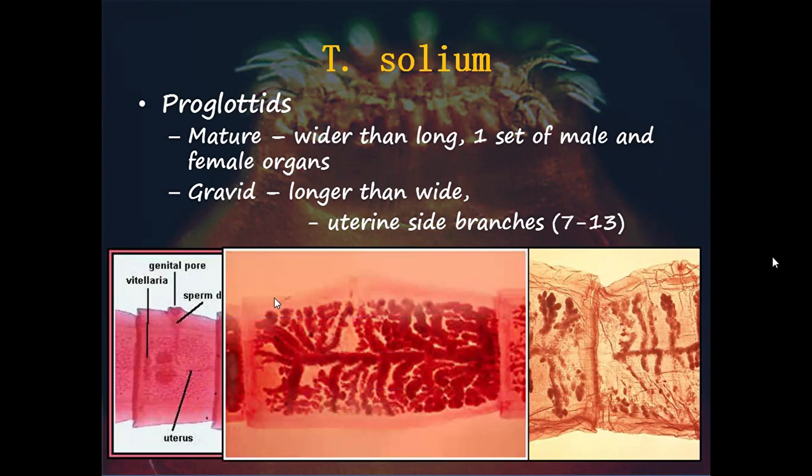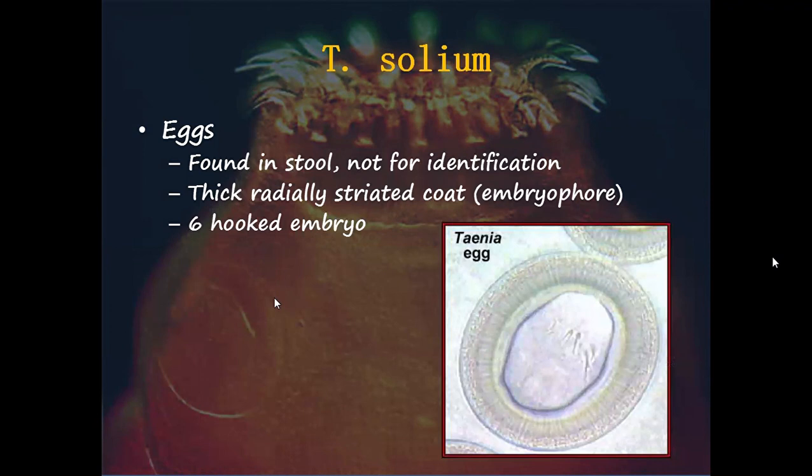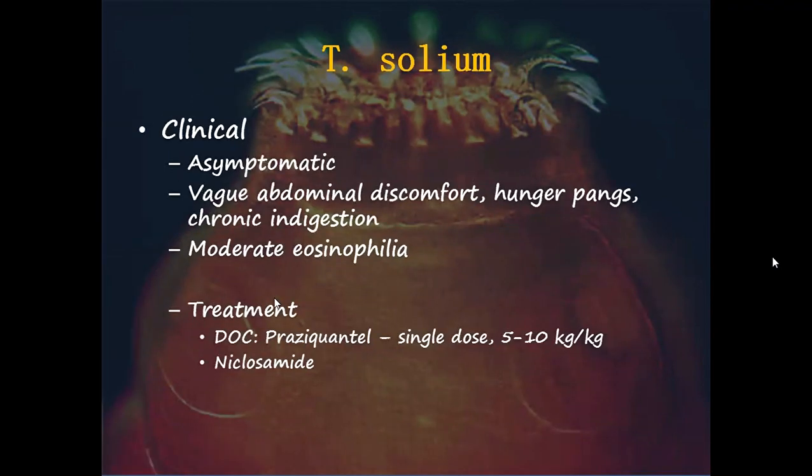Okay, another view of your gravid proglottid. The eggs are not for identification, but they have a radially striated coat. And again, you have 6 hooks. Clinically, generally, they will present as asymptomatic or can have vague abdominal discomfort, hunger pangs, or indigestion. If you get your CBC, these patients may present with a moderate eosinophilia. Treatment is praziquantel, just single dose, or alternative is niclosamide, so the same as your Dilato.